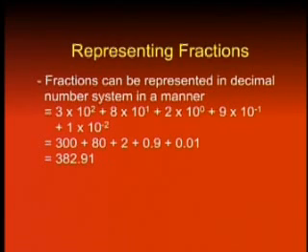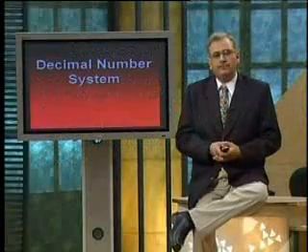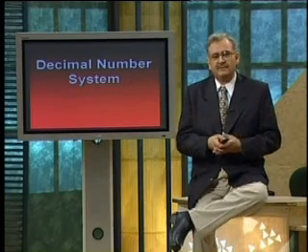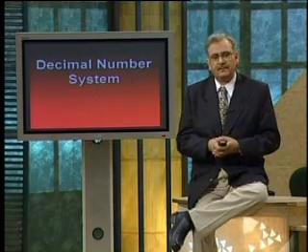0.9 and 0.01 represent the terms after the decimal point, the fraction. If you sum up all these values, you get the result 382.91. I hope you have understood the decimal number system. You have been using this since your school days.